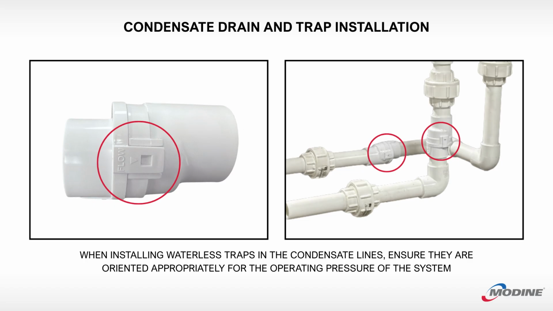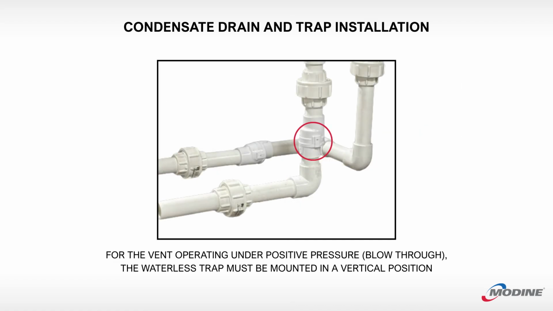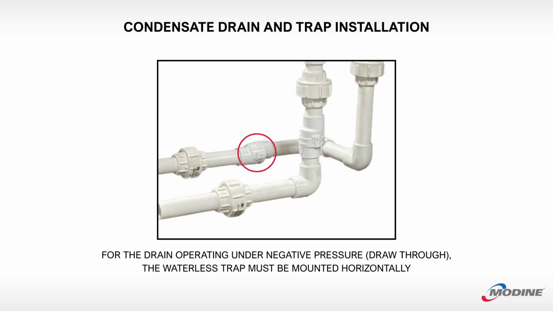When installing waterless traps in the condensate lines, ensure they are oriented appropriately for the operating pressure of the system. For the vent operating under positive pressure, blow-through, the waterless trap must be mounted in a vertical position. For the drain operating under negative pressure, draw-through, the waterless trap must be mounted horizontally.